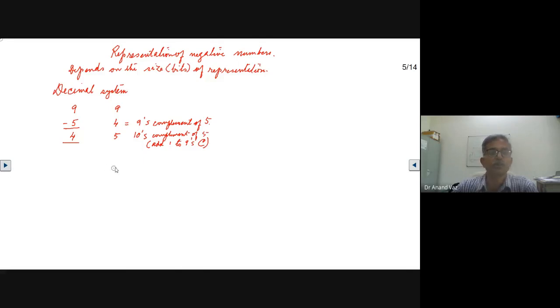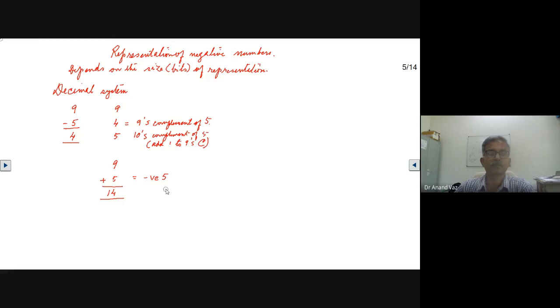So now you take 9 and to that you add this minus 5. We are going to add, okay? So we'll get 9 plus 5. You see, this is actually the negative of 5. So when you add, you get 14.